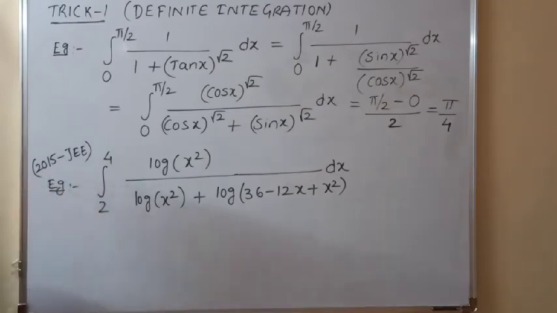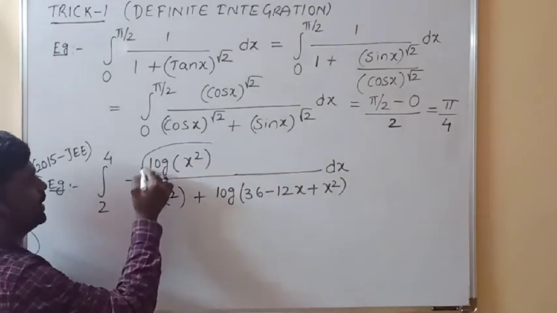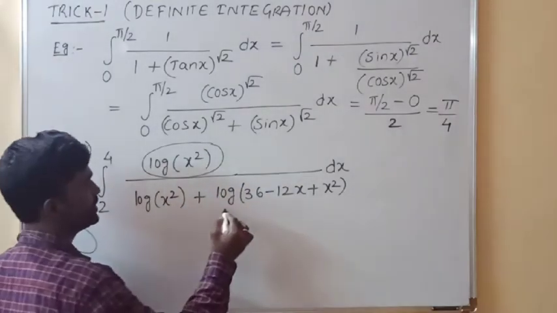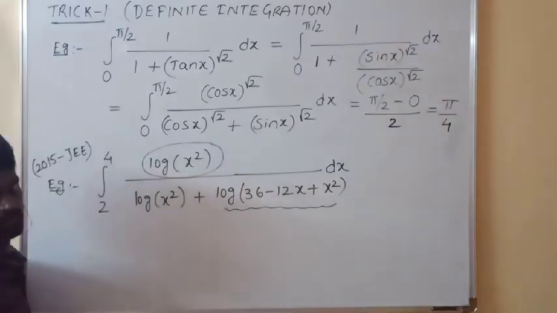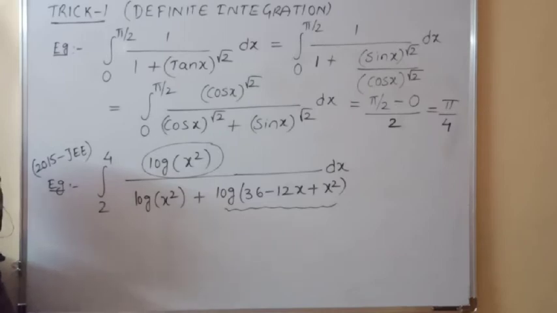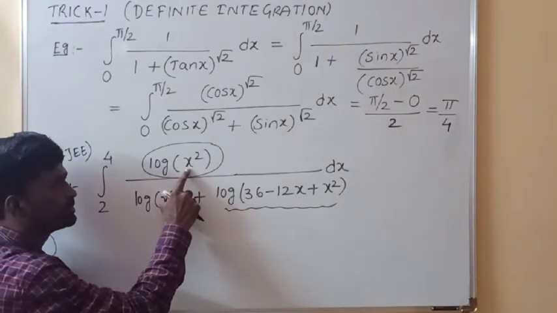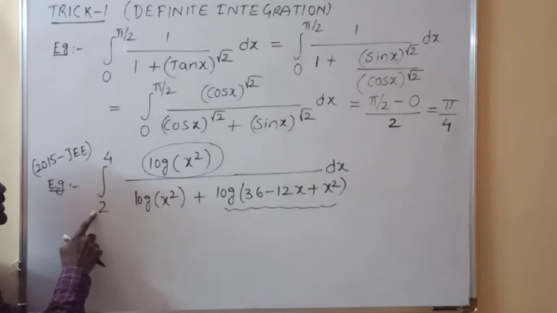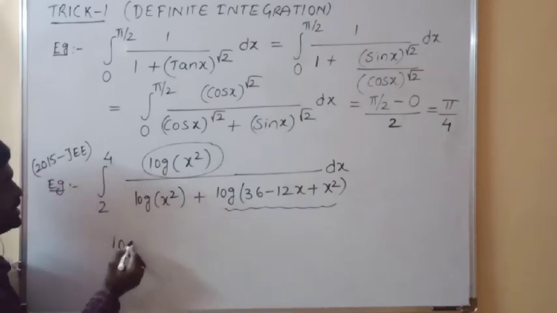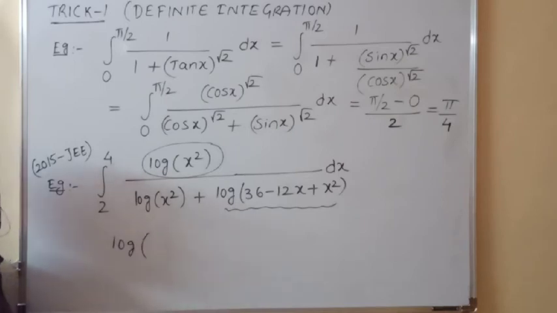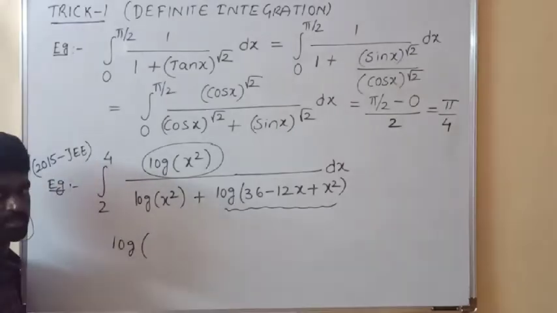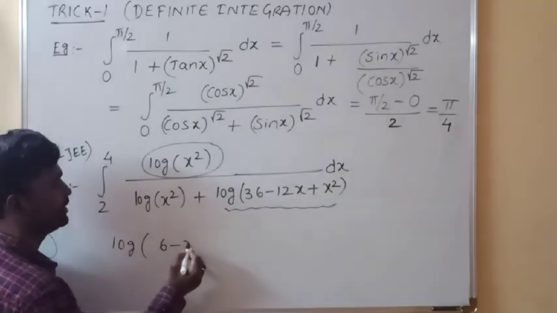Now if you observe, we have to check whether this f of x gives f of a plus b minus x or not. In this function, if you replace x by a plus b minus x, what is the a plus b value? 2 plus 4 is 6. So in this function you replace x by 6 minus x, that means 2 plus 4 minus x, nothing but 6 minus x. Then what will you get?